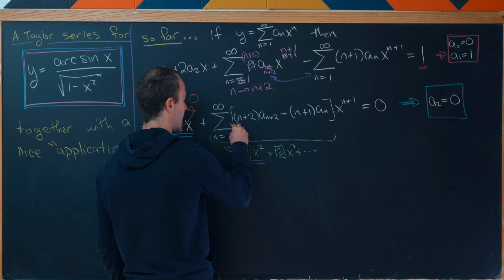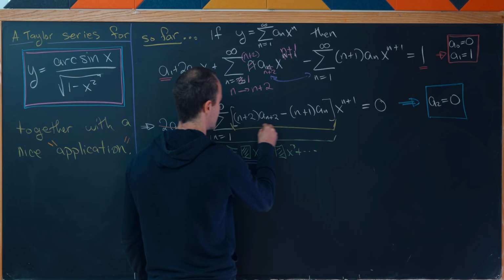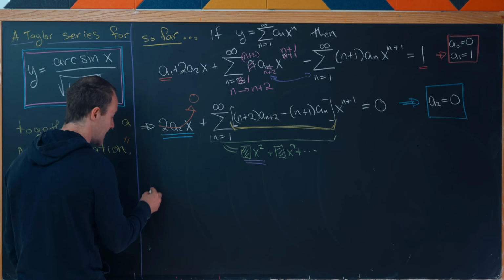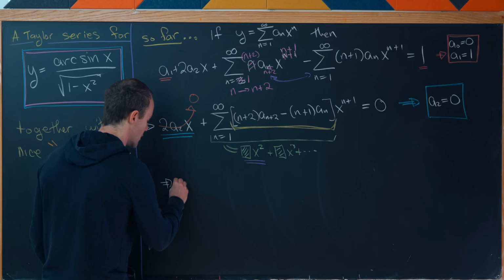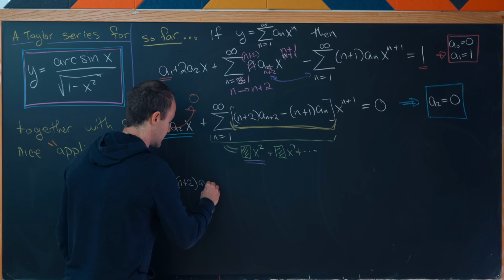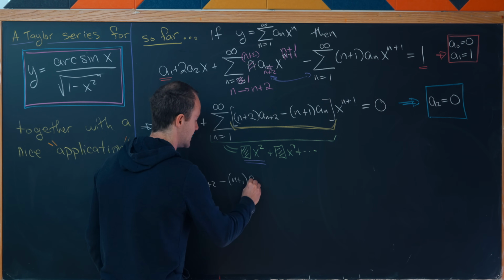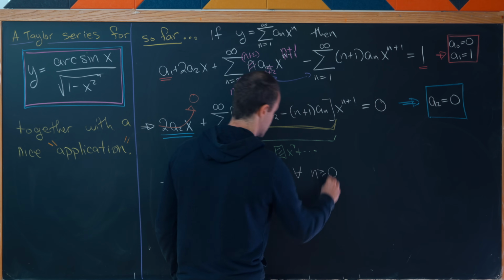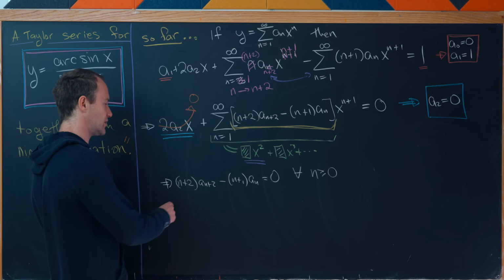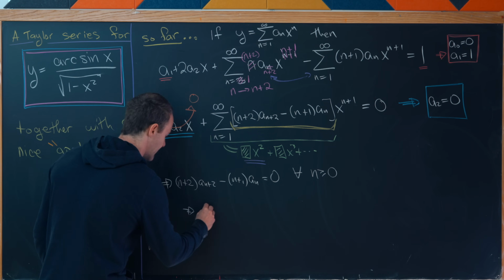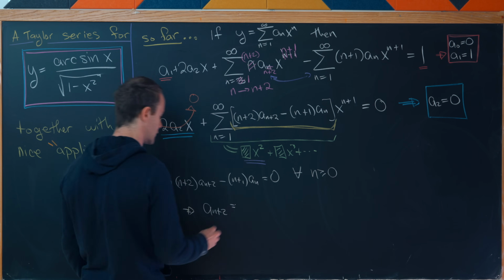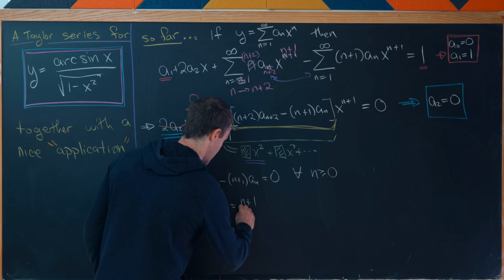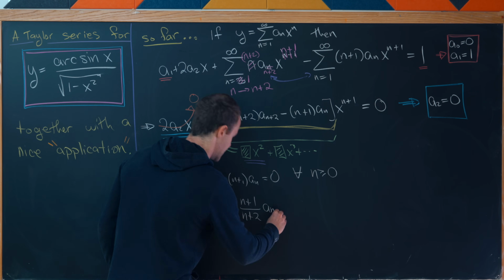But the coefficients here are not quite as simple as the other ones I've seen. The coefficients are these things that I'm underlining in yellow. So that gives us an equation on the coefficients. So for instance, we know (n plus 2) times a sub (n plus 2) minus (n plus 1) times a sub n must be equal to 0. And this is for all n bigger than or equal to 0. Now we can solve for a sub (n plus 2) in terms of a sub n. So we have a sub (n plus 2) is equal to (n plus 1) over (n plus 2) times a sub n.